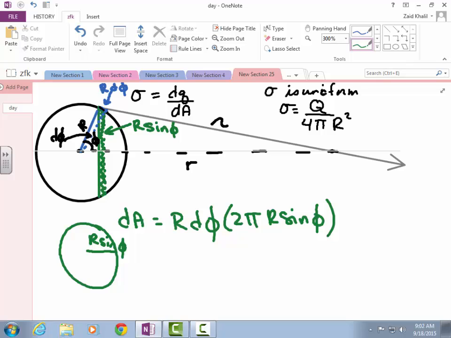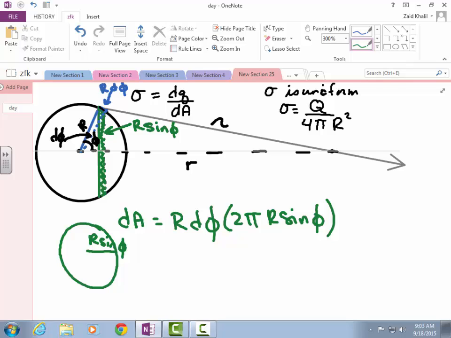So if you take a look, that angle is d phi or delta phi. What's the length? It's r. So r d phi is this sliver right here. So what I'm finding is what is the area of this ring? The surface area. What is the surface area of that whole section? As you can see, it's going to be this length times the circumference. That circumference is 2 pi times the radius. That radius is r sine phi.